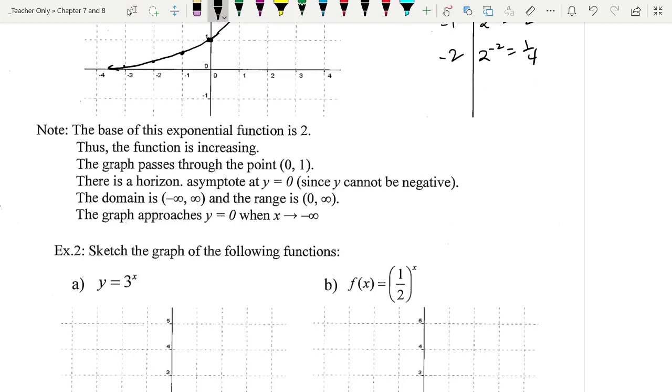A little bit of mathies here. The graph approaches the x-axis when x heads to negative infinity. Approaches doesn't mean it'll ever touch it. It just means it'll get infinitely close.